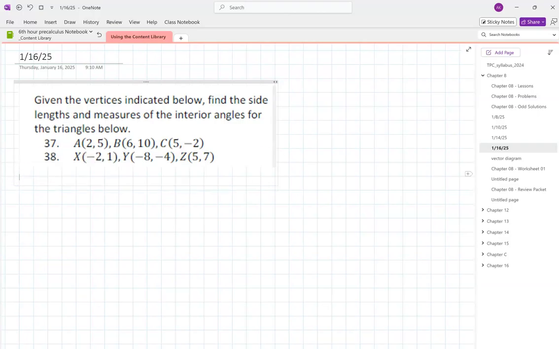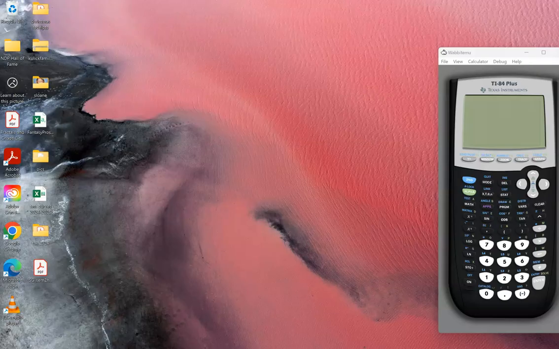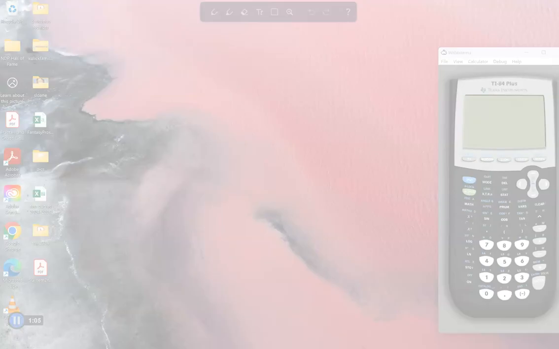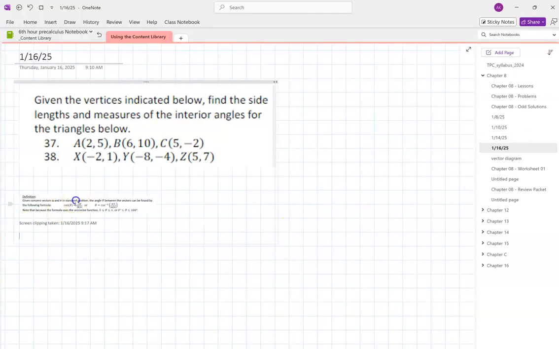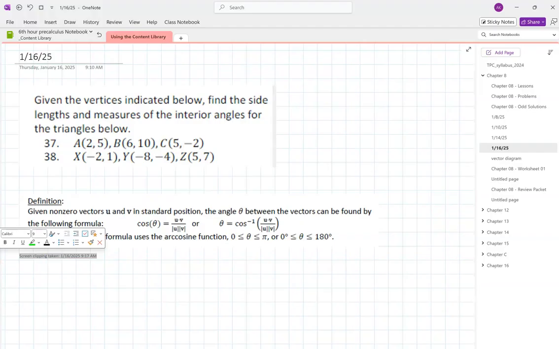So it says, given the vertices below, find the side lengths and measures of the interior angles for the triangle below. So what I'm going to need to use to do this is my equation for the angle between two vectors. So if you didn't remember that formula, that's what we're looking at right there.